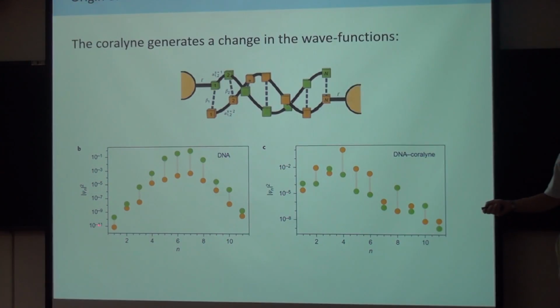And this is how it looks when the system is not treated. This is what the frontier orbitals, the valence orbitals, look like. They're fairly symmetric. There's not much difference between left and right. Now, if you add the correlline, and this is just the wave function squared, so the weight of the electronic density on each position on the DNA, you see that there's a very, very large left-right asymmetry.